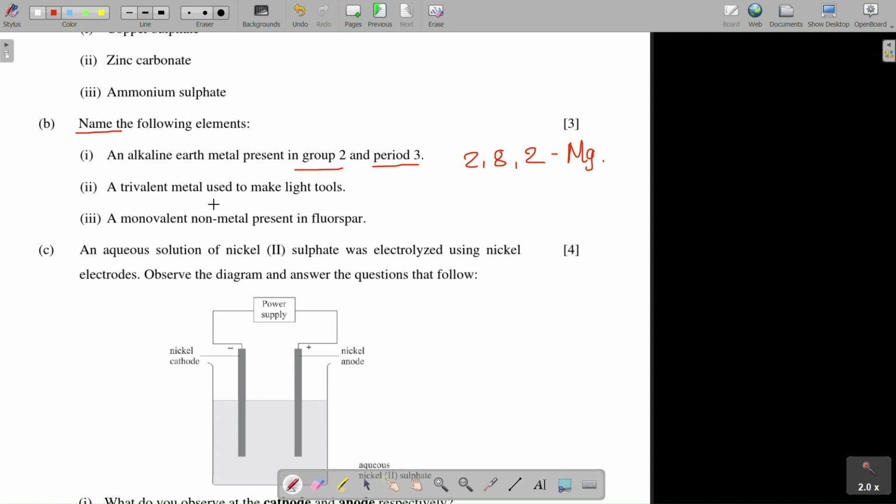A trivalent metal used to make light tools. Okay, trivalent metal usually means aluminium. And for light tools, we learned about duralumin alloy and all, so aluminium is used. Monovalent non-metal present in fluorspar. Fluorspar formula is CaF2. The monovalent non-metal should be your fluorine.